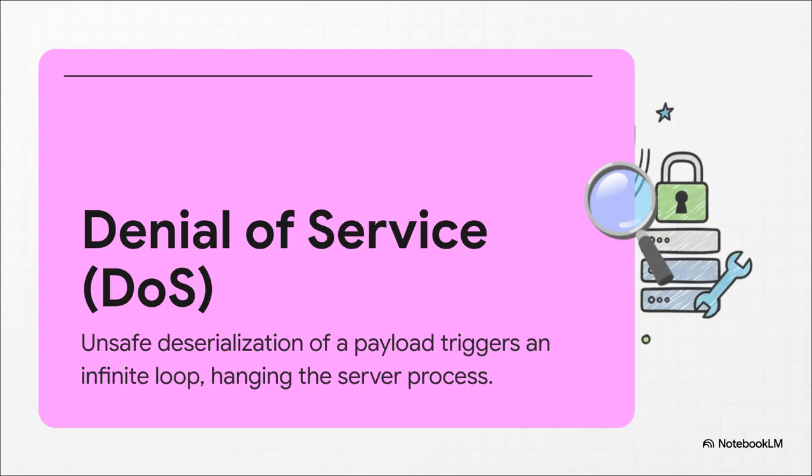So how does this DOS attack actually work? Well, it takes advantage of something called unsafe deserialization. An attacker sends a kind of poisoned package of data to your server. When your server tries to open it up, boom, it gets trapped in a never-ending loop. The whole thing just hangs and it becomes totally unresponsive.